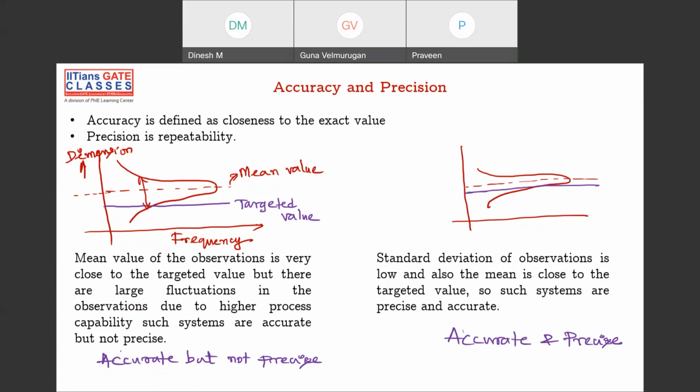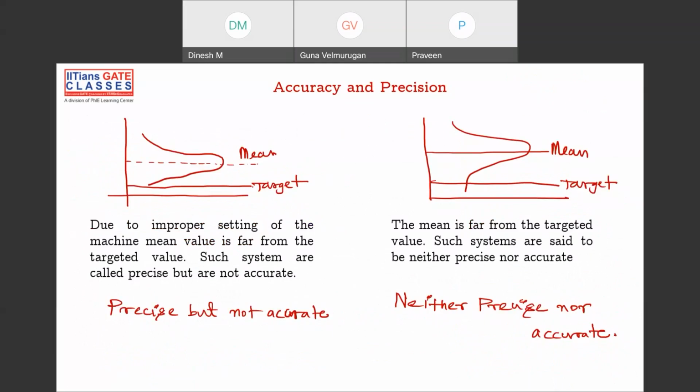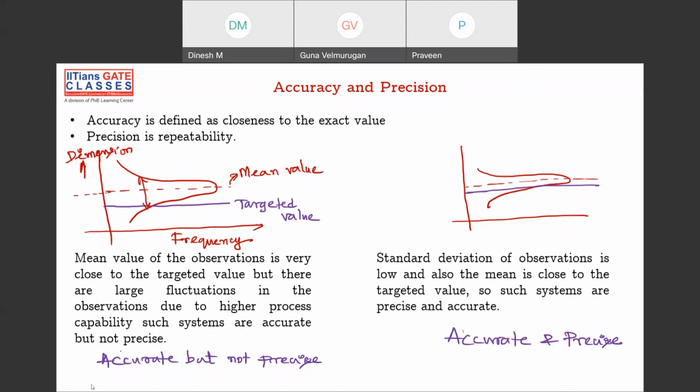Okay, let me see the diagrams, the spread and all. Let me see that clearly. So this is the precise. Actually, the diagrams should be like this. Let me draw. The diagrams here are confusing. So the spread is more, and this is your actual mean value. And let us assume that this is your true value.